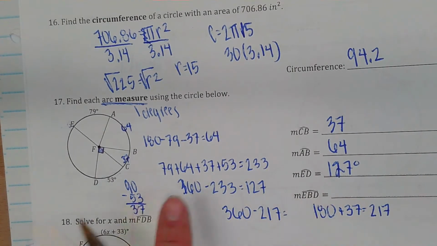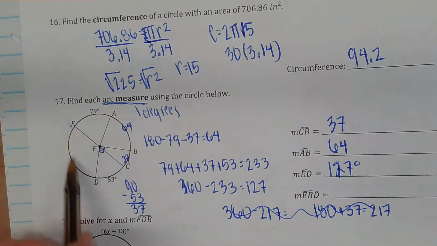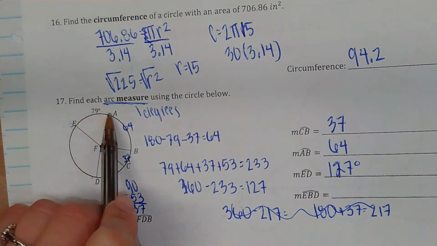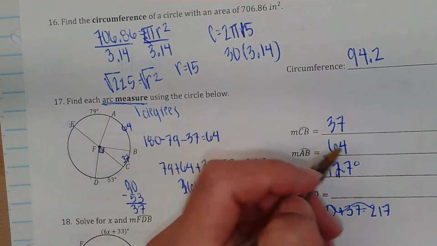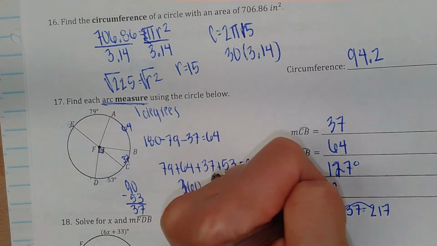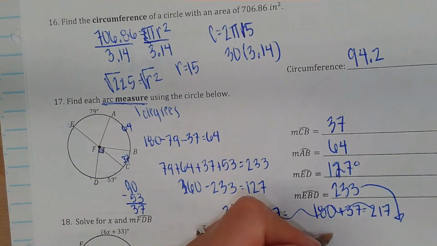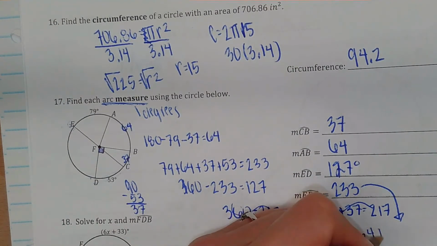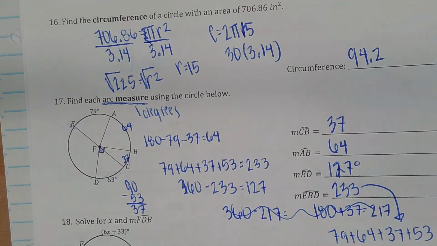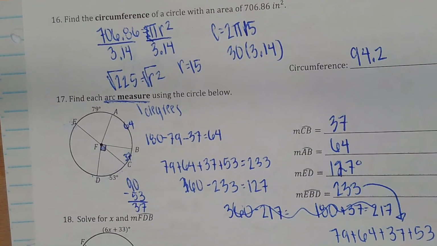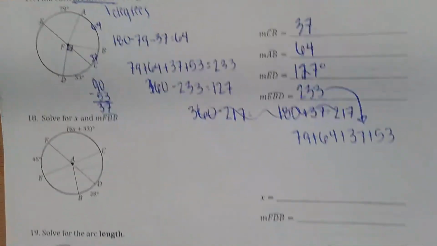Goodness, guys, I was doing this one wrong. Ignore what I just said about EBD. I went the wrong way. I went from E to D to B. You're supposed to go from E to B to D. So I'm just going to add all of those numbers, which will give me 233. How I got that was adding 79 plus 64 plus 37 plus 53. And I got 233.